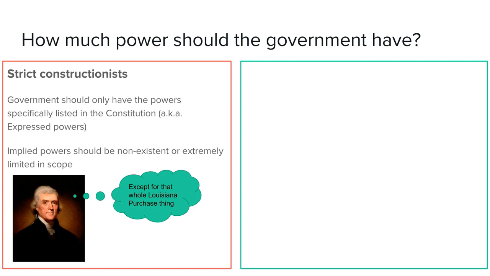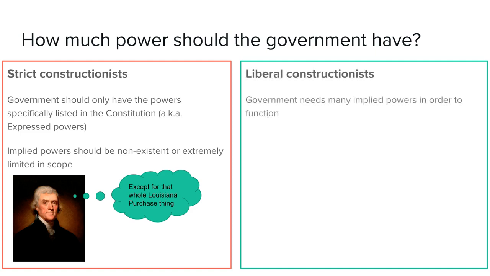On the other side, you have liberal constructionists. This would be those who argue that government needs these implied powers in order to function. If you only go by the very small list of expressed powers in the Constitution, our government would not really be able to function and do the things it needs to do, like protect our natural rights, as part of that whole social contract thing.